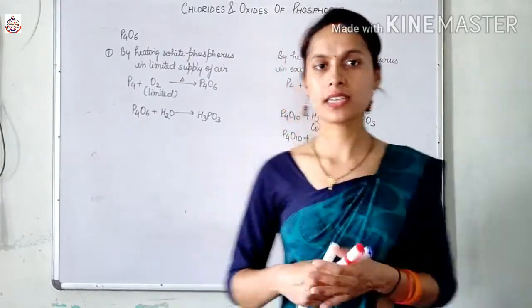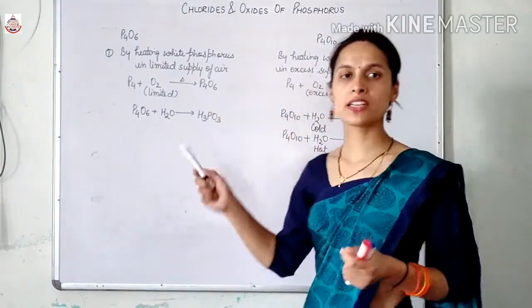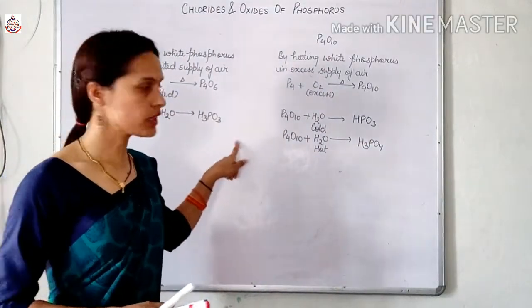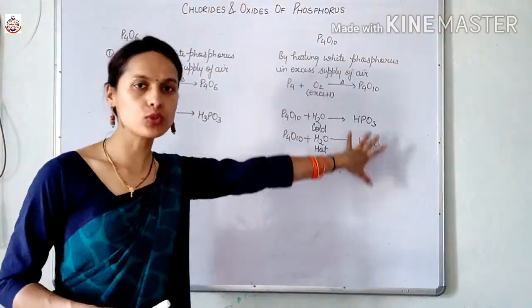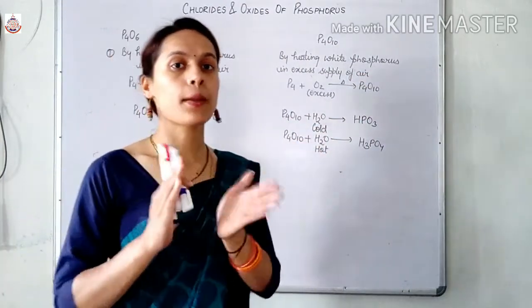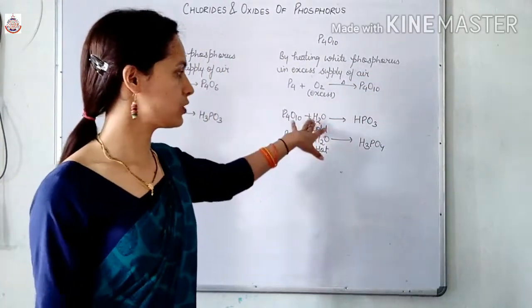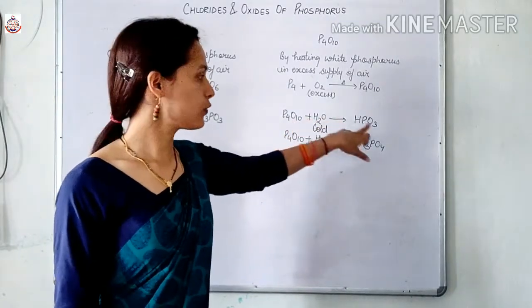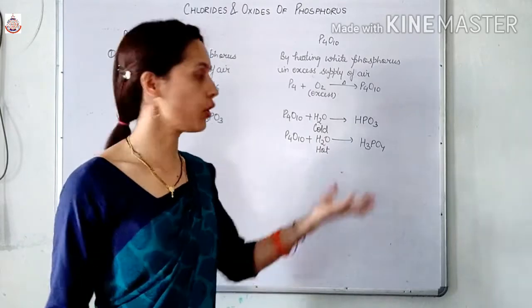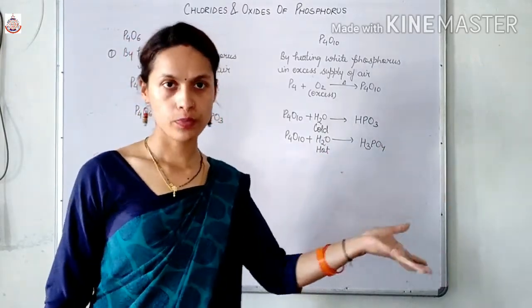So why are both acidic in nature? Because when both react with water, they form acid. P4O6 forms H3PO3 and P4O10 forms two compounds, and these depend upon the temperature of the water. If the water is cold, it forms HPO3, and if the water is hot, it forms H3PO4.